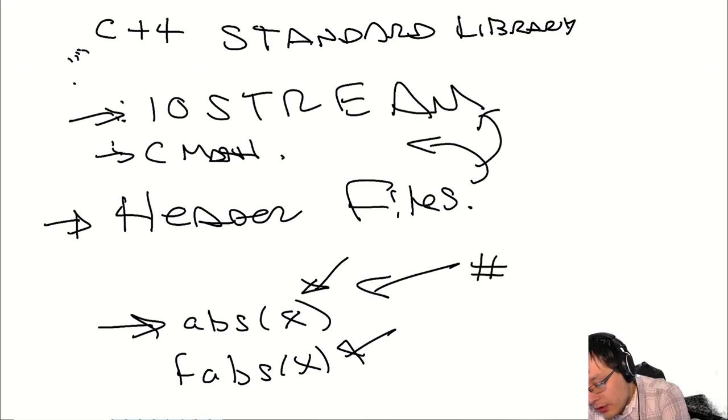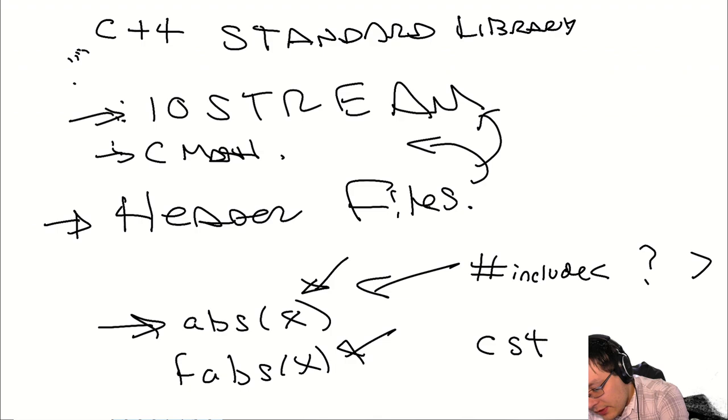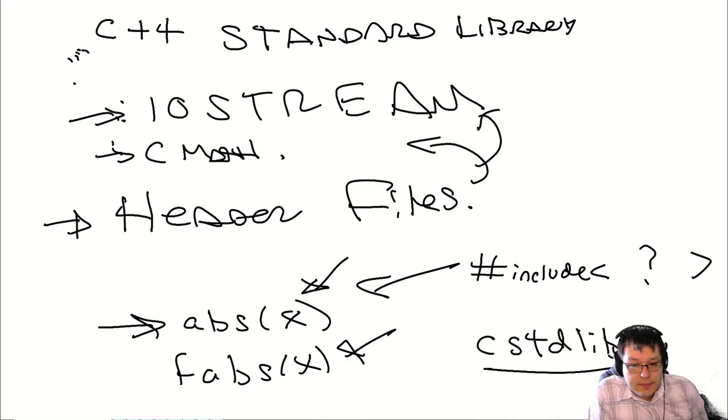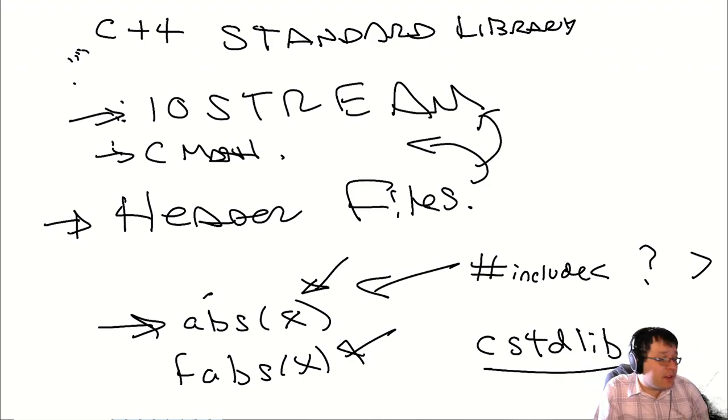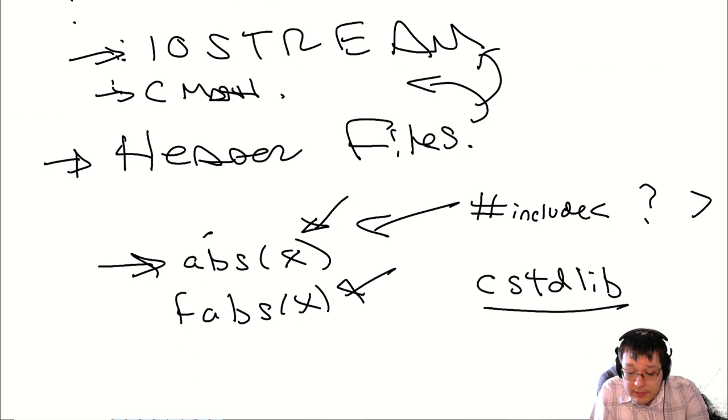So if you want to use that one, you would have to put at the top of your program include, and right there you would put CSTDLib, spelled like that. That allows you to use this function. If you don't put it in, it's going to ask you what this ABS variable is that you never declared. So there's that. Let's talk about the string.